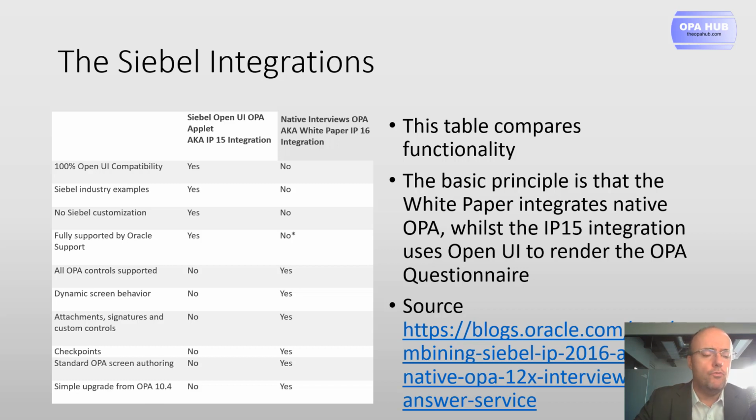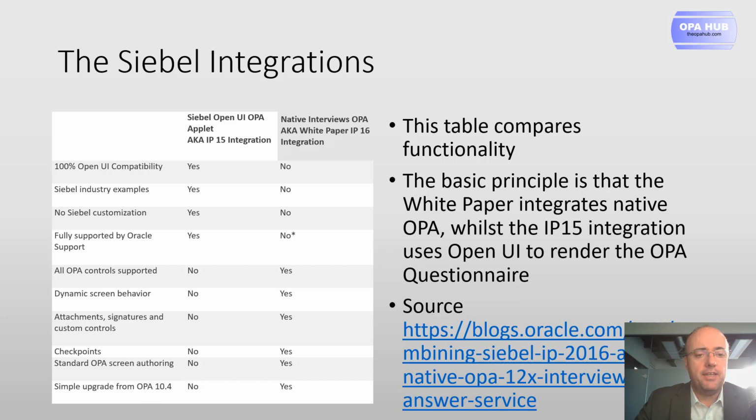I think that you can read through this slide, as much as you like, but the fundamental difference is as follows. One, IP15 used OpenUI. What I mean is the renderer for the visual aspect, so the renderer of the web pages was an OpenUI renderer. In Siebel 16, we're actually using native OPA rendering because OPA natively creates interviews which are based on HTML5 and JavaScript. So in IP15, we leveraged OpenUI, and IP16, we leverage OPA.